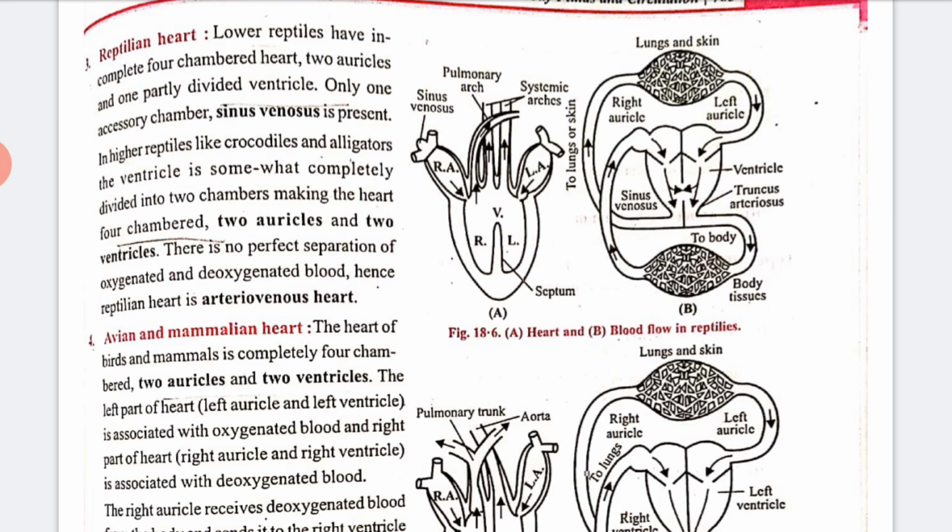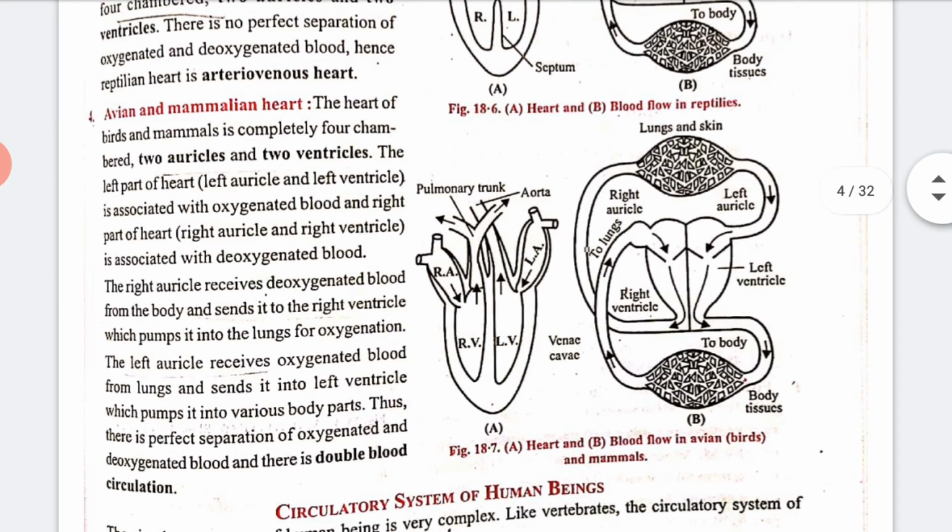So there is no perfect separation of the oxygenated and deoxygenated blood. Hence, the reptilian heart is an incomplete four-chambered heart. Clear? Now, last we have the avian and mammalian heart.